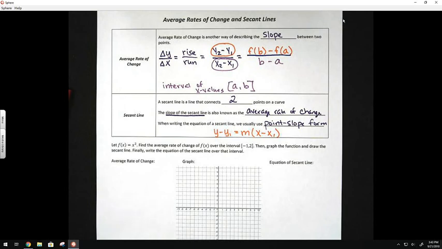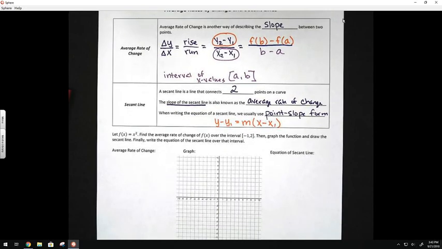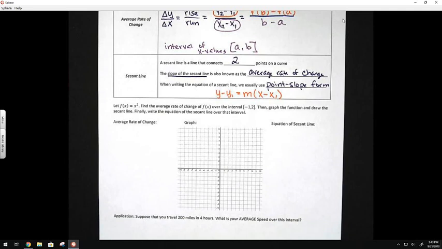All right, so let's look at what an actual example of this looks like. So we're going to let f of x equal x squared. Find the average rate of change of f of x over the interval -1 to 2, then graph the function and draw the secant line. Finally, write the equation of the secant line over that interval.